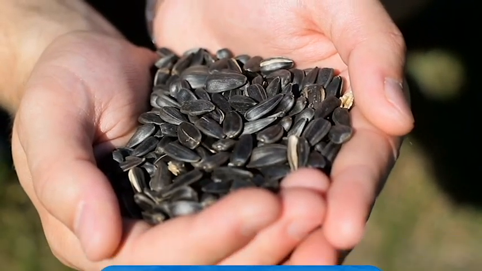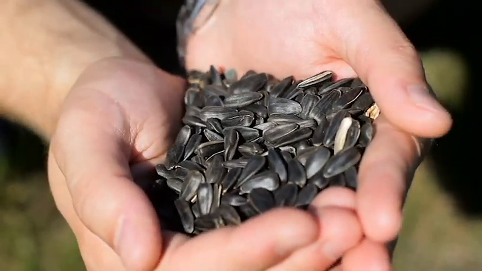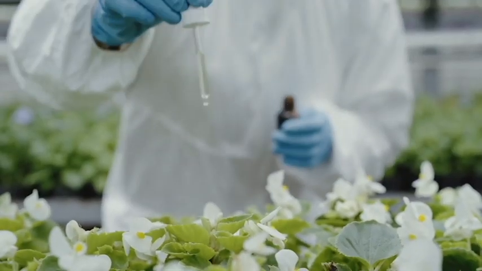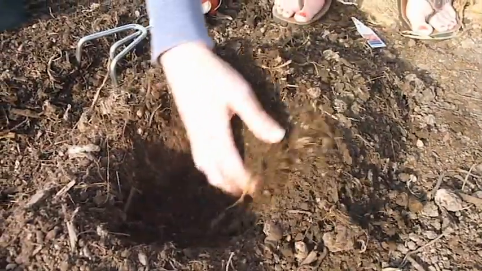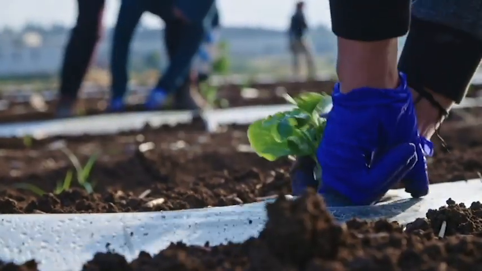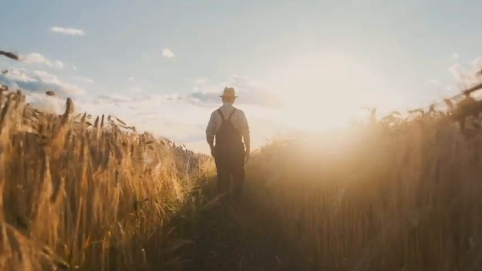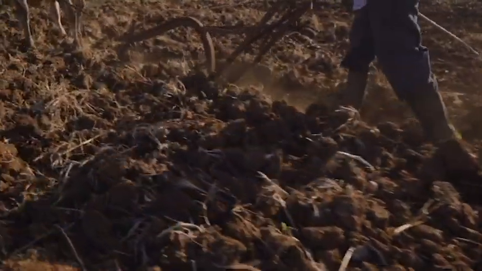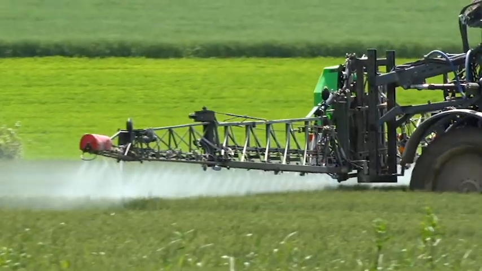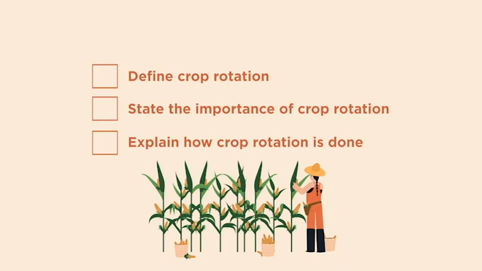In the last 2 lessons, you learned about choosing seeds, irrigation methods, and fertilizers. You also learned how to use the scientific method in solving problems in agriculture. In this lesson, you will study crop rotation, a technique in farming that could help you increase your harvest and protect the soil. After this lesson, you should be able to first, define what is crop rotation. Second, state the importance of crop rotation. And lastly, explain how crop rotation is done.